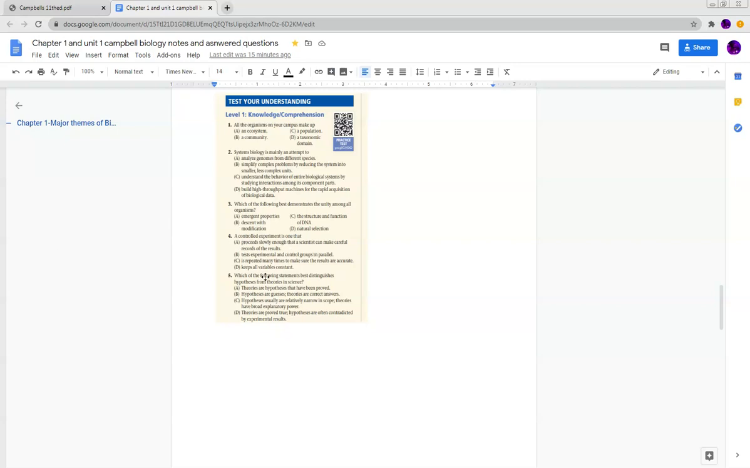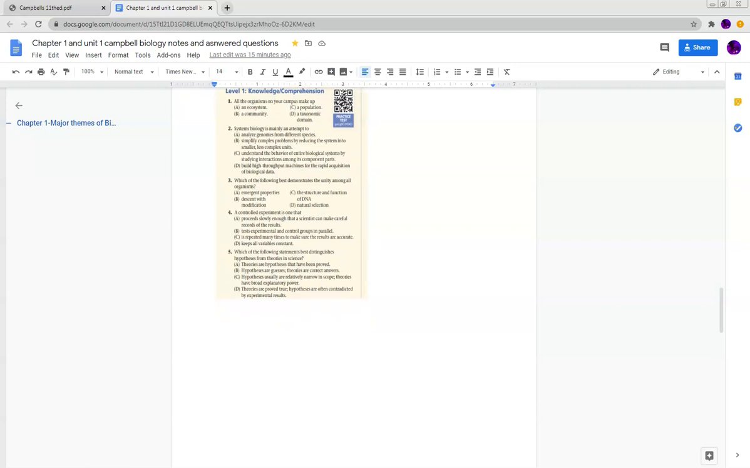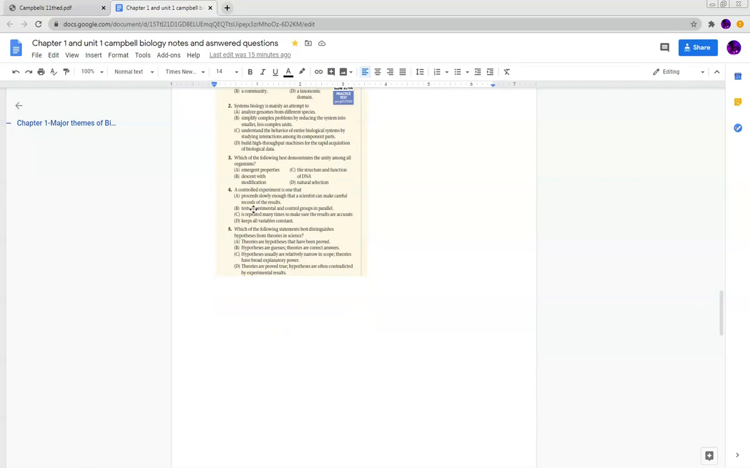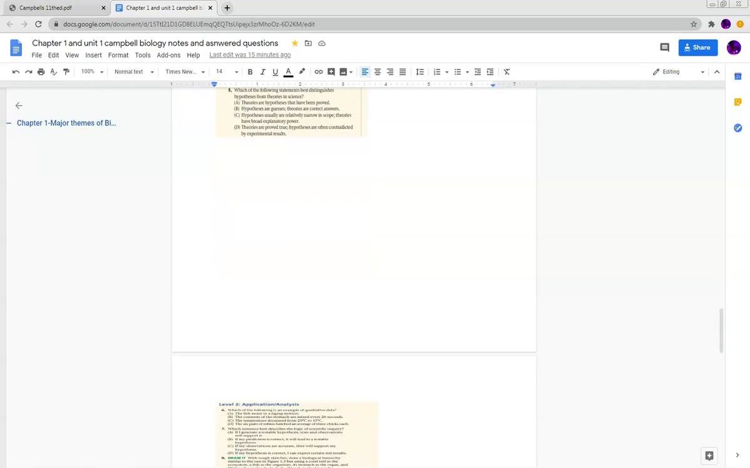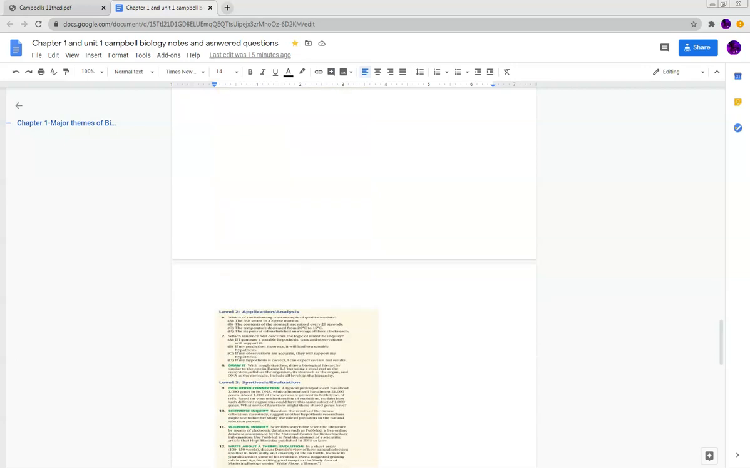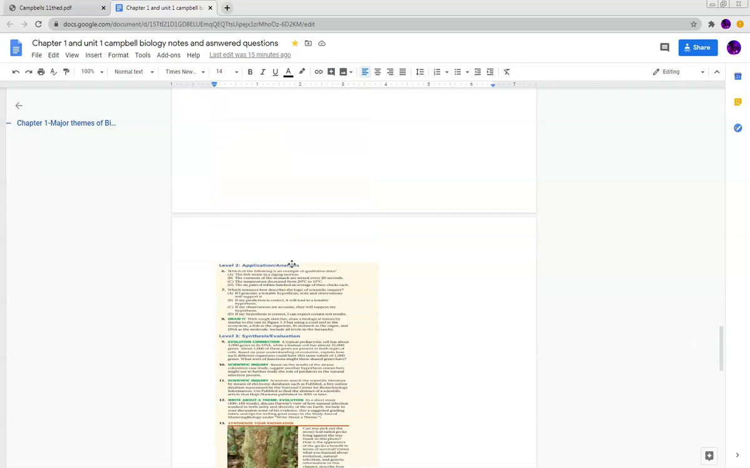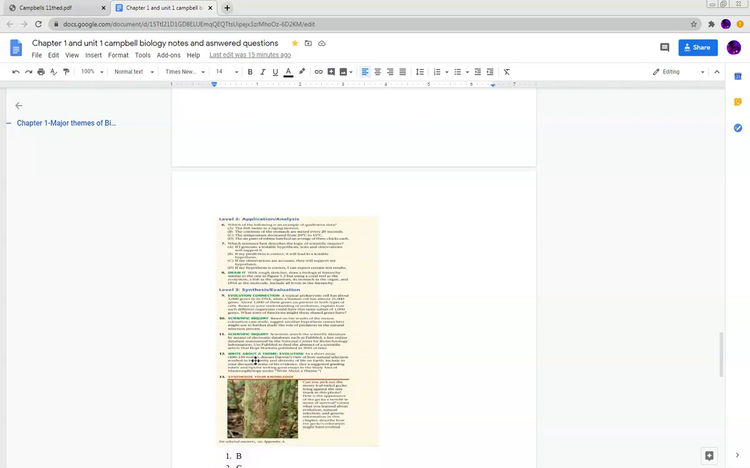A controlled experiment is one that tests experimental and control groups in parallel, just like we defined earlier. Which of the following statements best distinguishes a hypothesis from theories in science? Hypotheses can usually be relatively narrow in scope, and theories are broad, so it's C. Which is an example of quantitative data? The answer is temperature decreased from 20 degrees Celsius to 15. Which sentence best describes the logic of scientific inquiry? D: if my hypothesis is correct, I can expect certain test results. If you read chapter one, you should be fine.